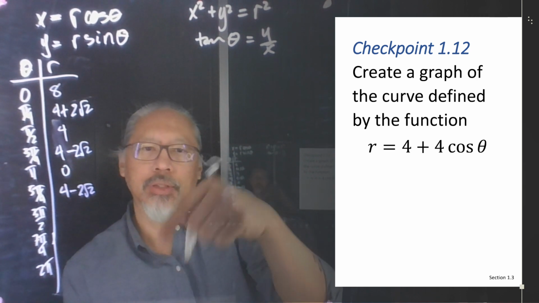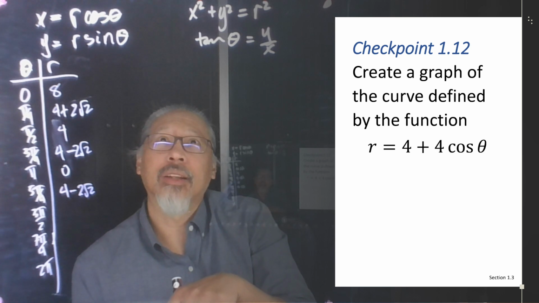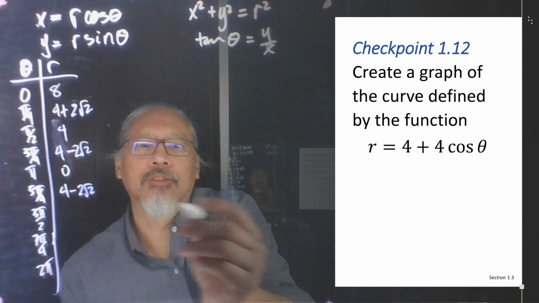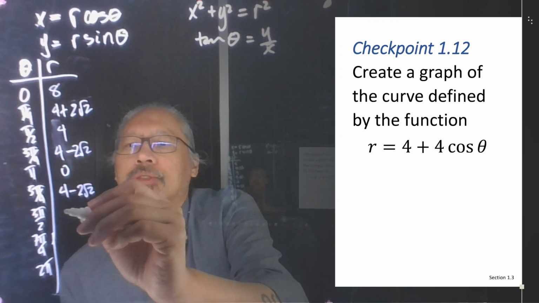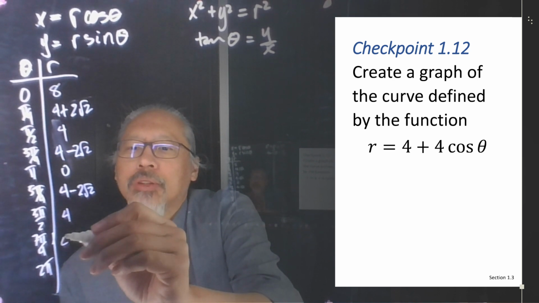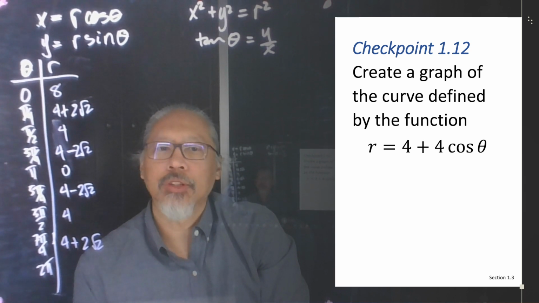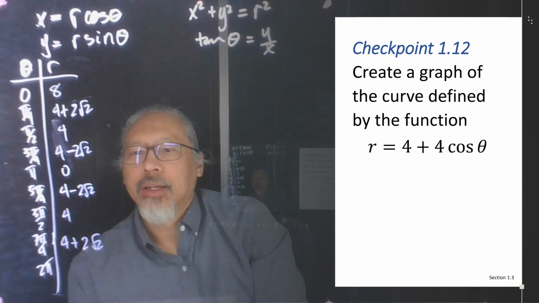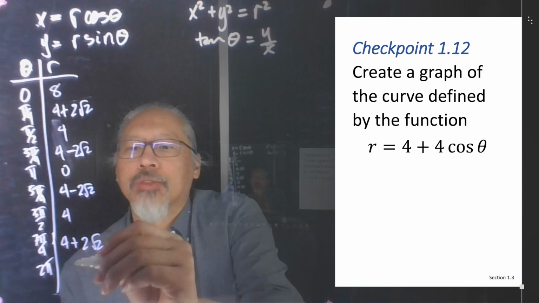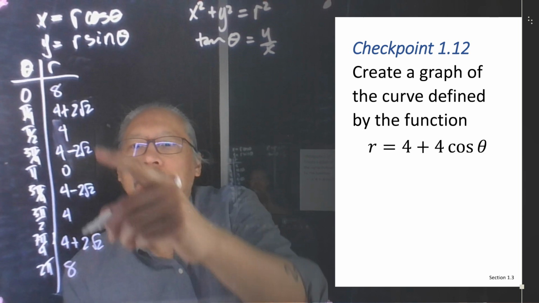3 pi over 2 is the negative y direction, and the cosine of that is 0 again. So 4 minus 0 is 4, and 7 pi over 4 is positive root 2 over 2, and so that's going to be 4 minus 4 times root 2 over 2. And then back to 2 pi, cosine of 2 pi is once again 1, so 4 minus 4 is 0.